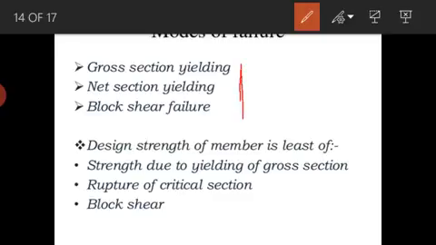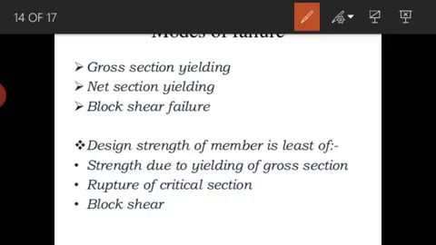These are very important for checking the safety of the tension members. If you want to check the safety of the tension members, we need to check these three parameters: cross section yielding, the net section yielding or rupture, and the block shear failure. So what do you mean by cross section yielding? Cross section yielding means a considerable deformation of the member in the longitudinal direction may take place before it fractures, making the structure unserviceable.